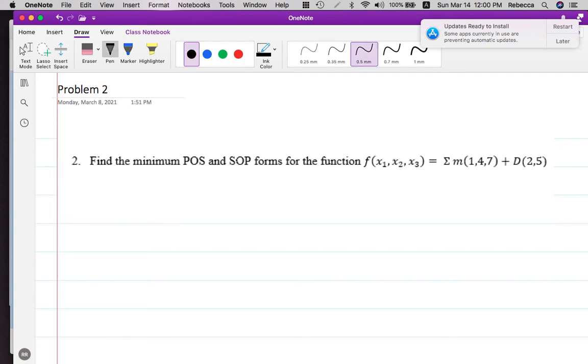Now we're going to do a problem that includes both product of sums, sum of products, and don't cares. So we'll get a lot in this one. So first, we see that we've got three variables. So we'll draw a three-variable Karnaugh map.